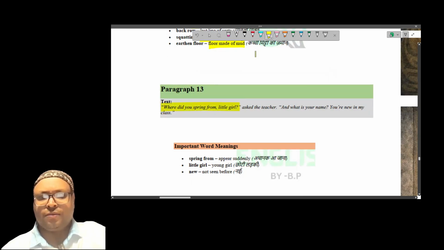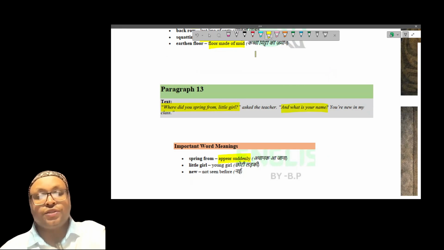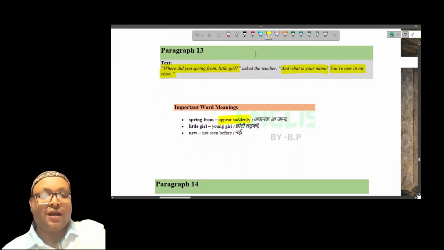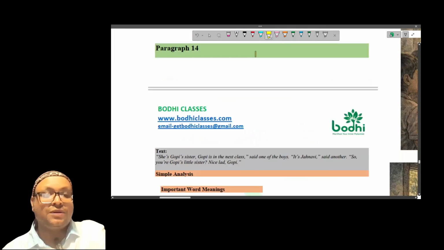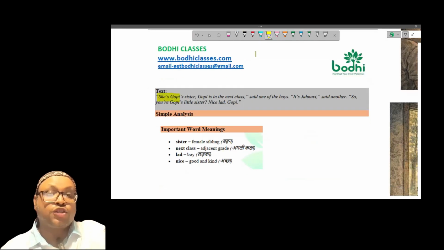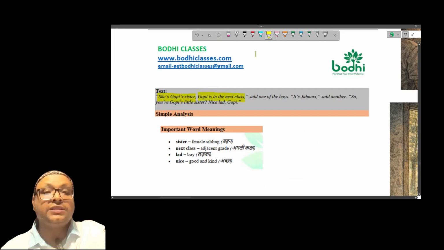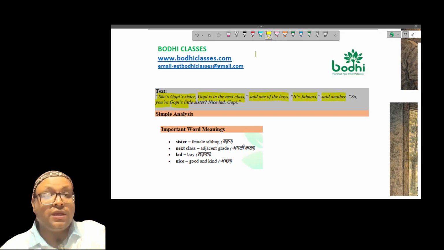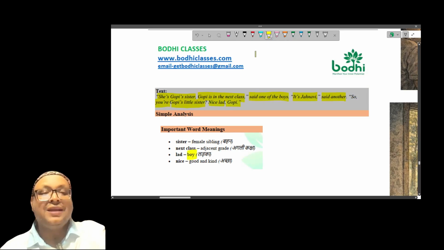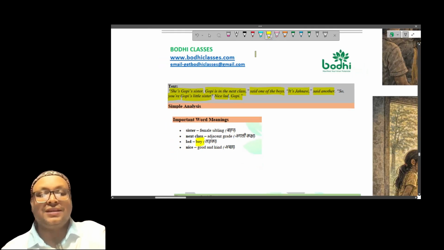"Where did you spring from, little girl?" Spring from means appear suddenly. "And what is your name? You are new in my class." Now, new means not seen here before. And what happens in para 14? "She is Gopi's sister. Gopi is in the next class," said one of the boys. "It is Jahnavi," said another. "So you are Gopi's little sister. Nice lad, Gopi." Lad means boy. "He's a nice boy, Gopi," said the teacher.